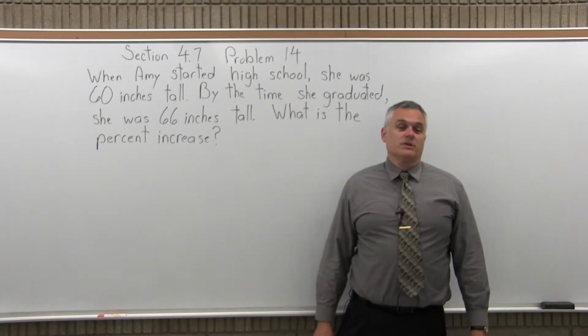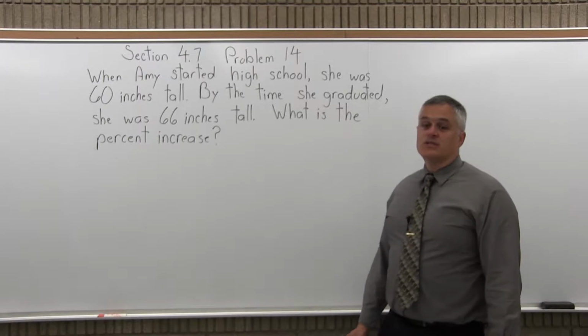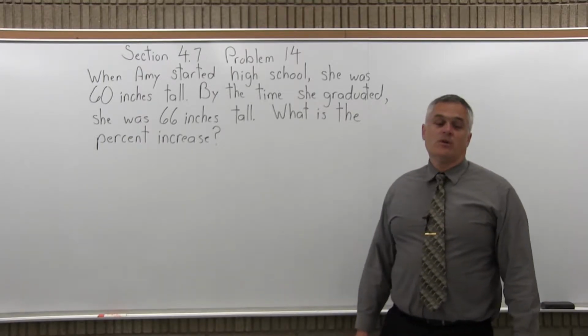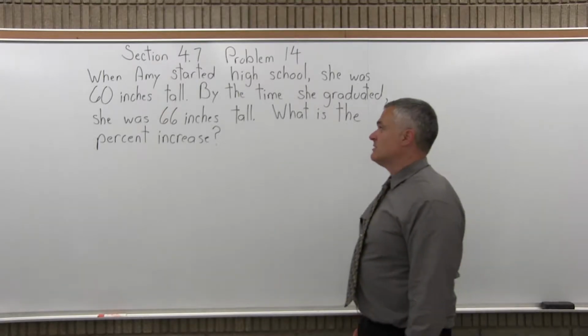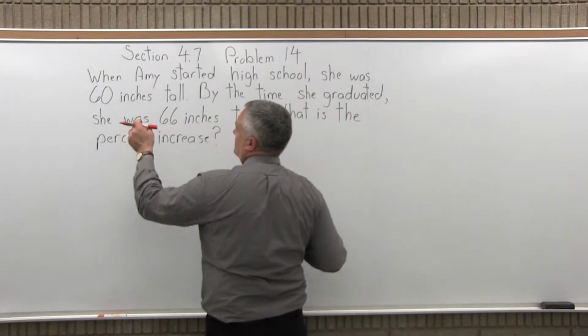This is Section 4.7, Problem 14. It says when Amy started high school, she was 60 inches tall. By the time she graduated, she was 66 inches tall. What is the percent increase? So that's from 5 feet to 5.5 feet, or 5'6", just if you're curious.